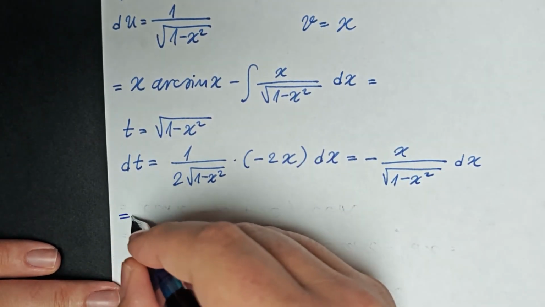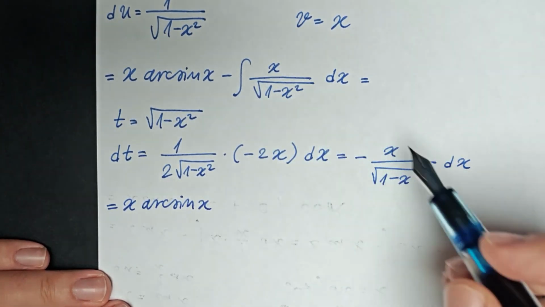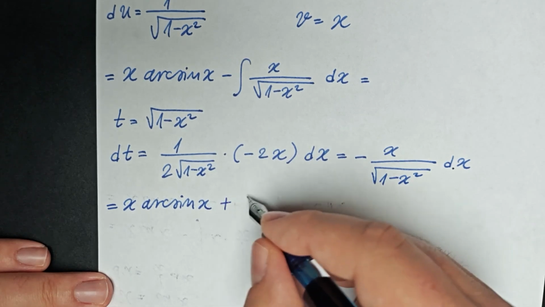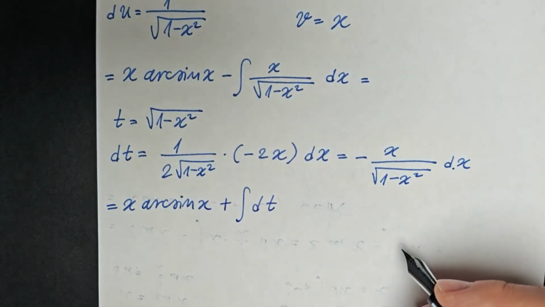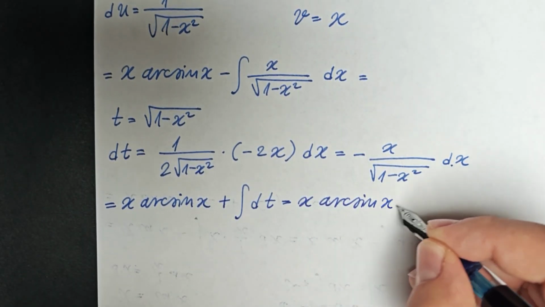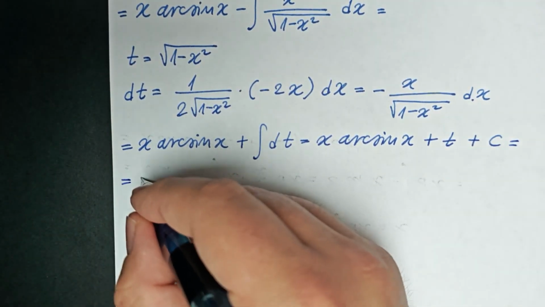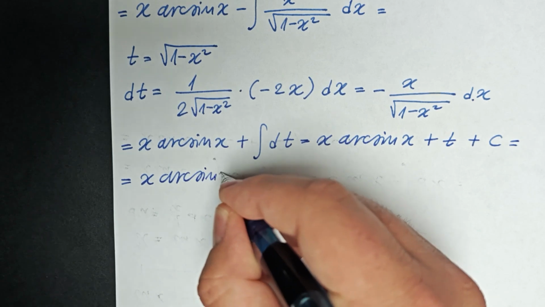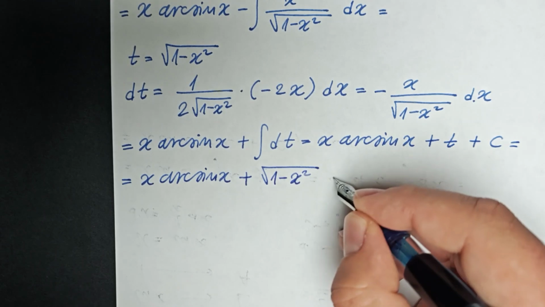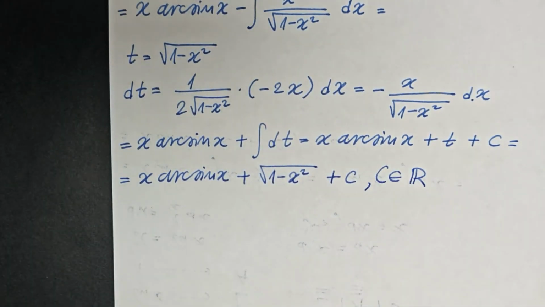So this is equal to x arcsine of x minus x over a square root, and multiplied by the dx is just dt. So we have plus an integral of dt. So this is x arcsine of x plus t and plus a constant c. And when we return the substitution, this is plus a square root of 1 minus x squared and plus c, and this c is a real number.